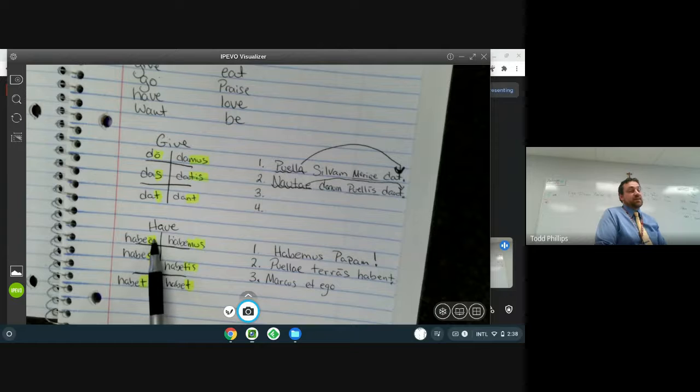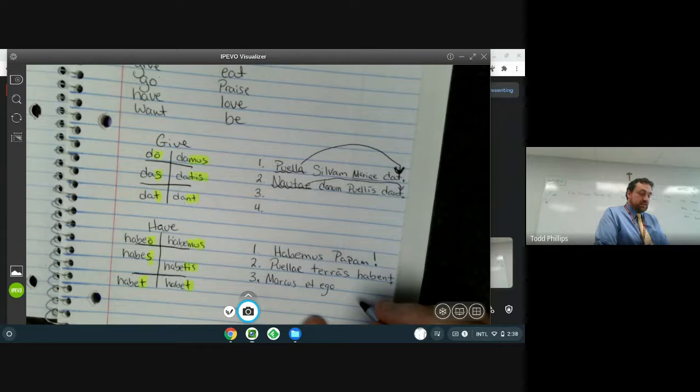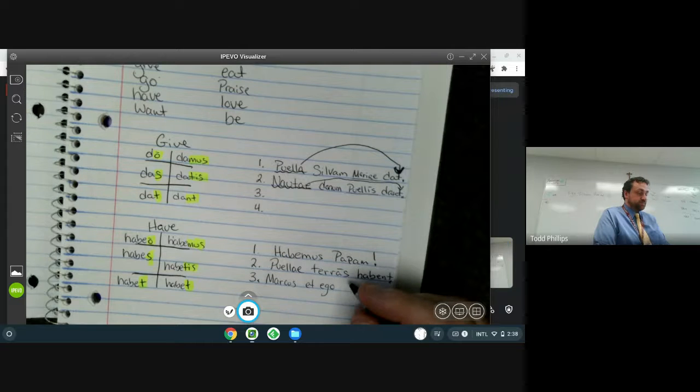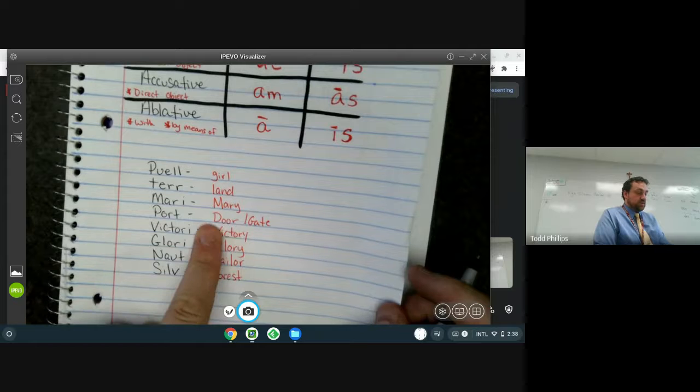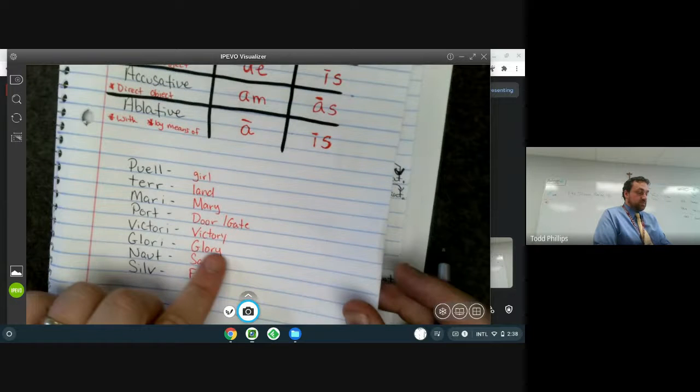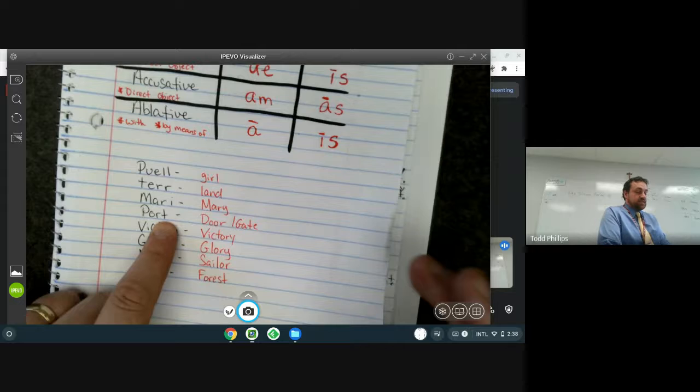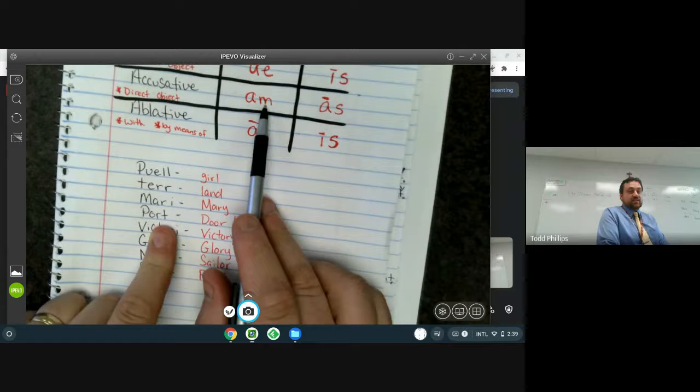Which word would we use if the girls are doing it? Puellae terras habent. The girls have lands.